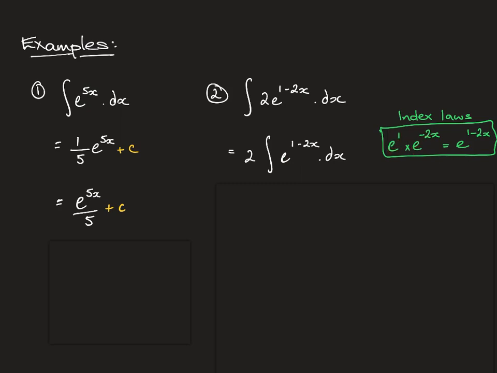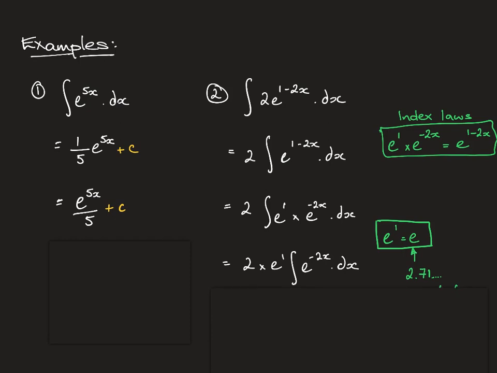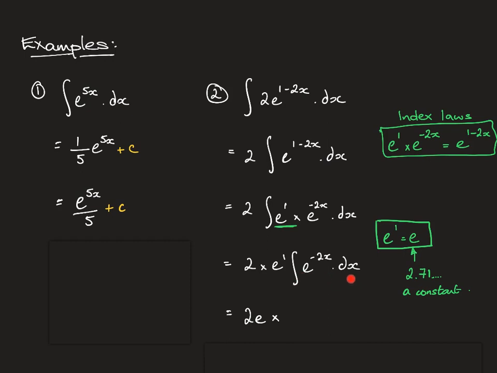both of which are e to the power of x. So let's move this down and have a look. Now, we know e to the power of 1 is e, and that e is in fact 2.71. It's a constant. And so what I've got again here is I have a constant times my function. So I can bring this constant out the front. And so I have 2e times this integral here that we can just use our pattern on.